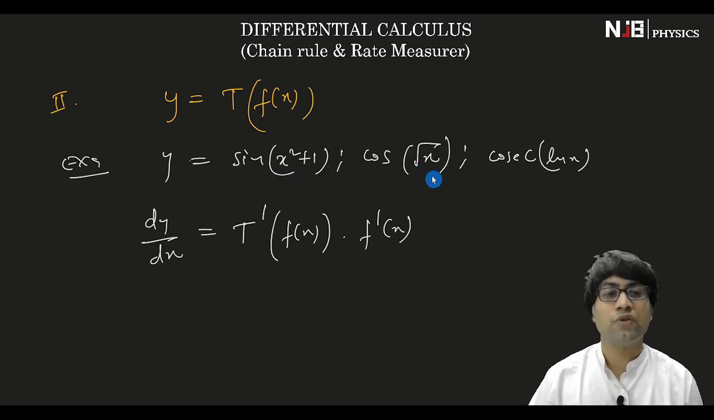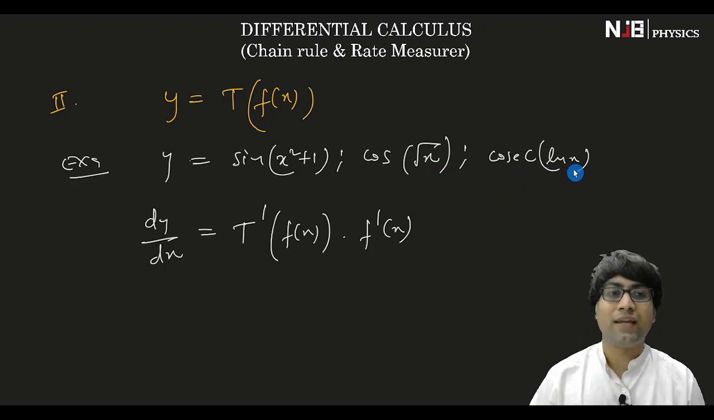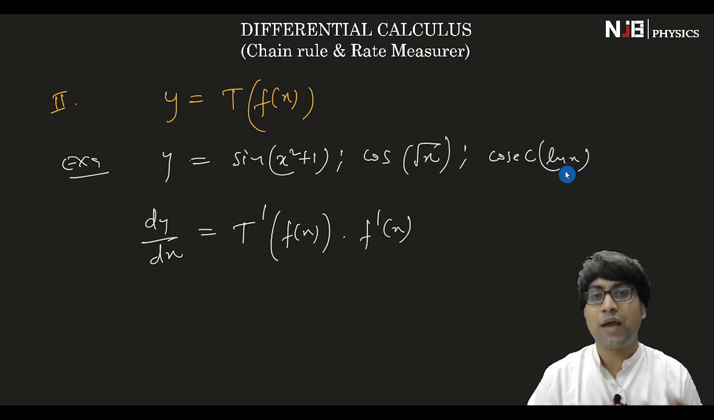Similarly, in this case, cos of root x, the derivative of cos is minus sine. So cos root x will be minus sine root x, and then you differentiate root x, whose derivative is 1 upon 2 root x. And then cosec of ln x: we differentiate cosec first, and then we differentiate ln of x, and definitely we have to multiply the two quantities.